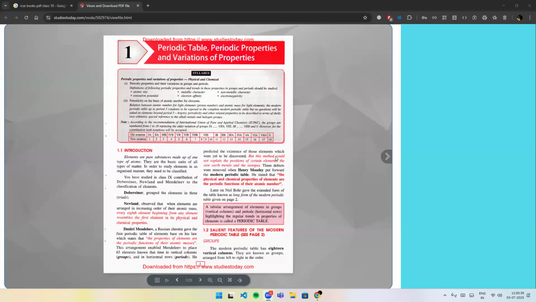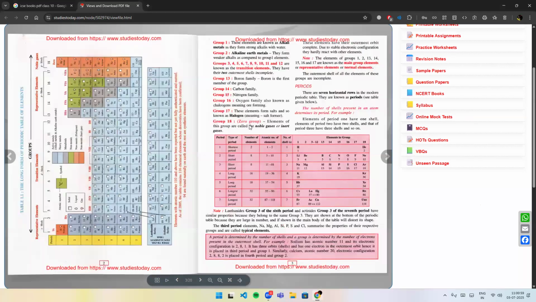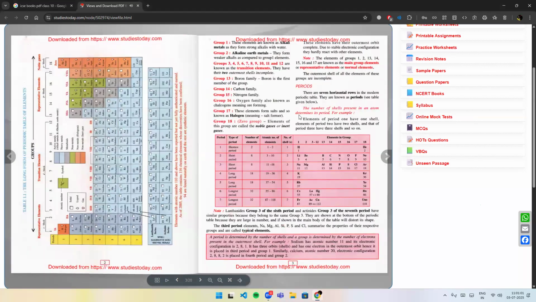Salient features of the modern periodic table. Groups. The modern periodic table has 18 vertical columns. They are known as groups, arranged from left to right in order. Group 1. These elements are known as alkali metals as they form strong alkalis with water. Group 2. Alkaline earth metals, they form weaker alkalis as compared to group 1 elements.